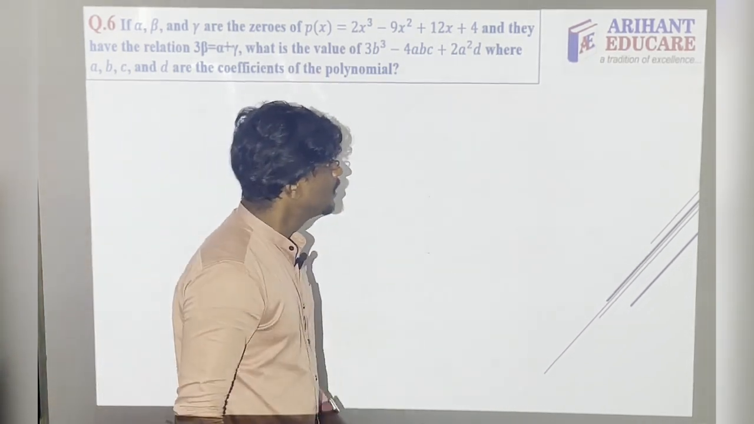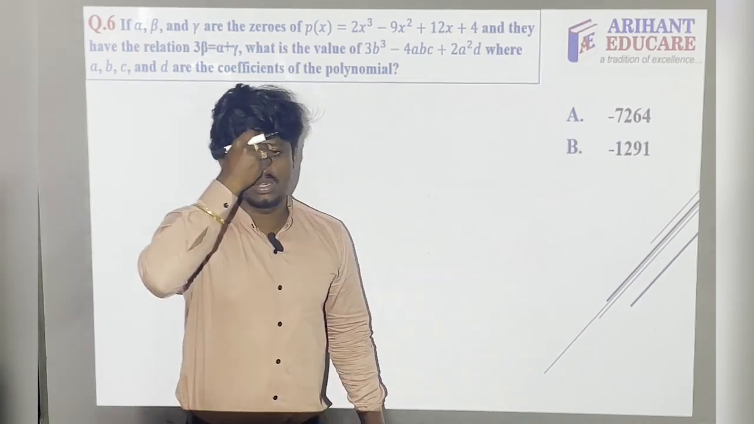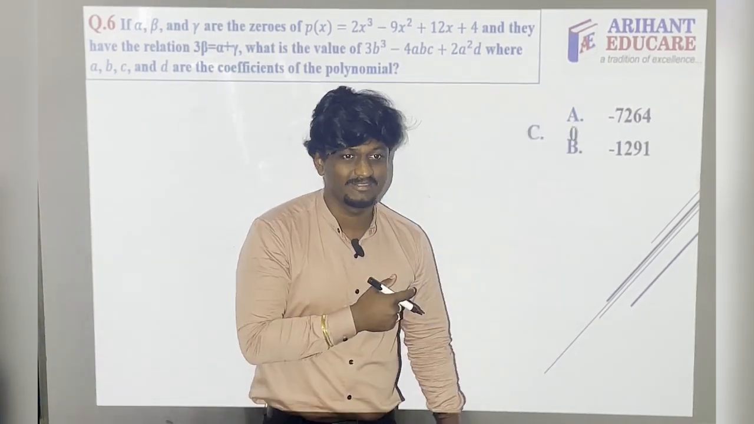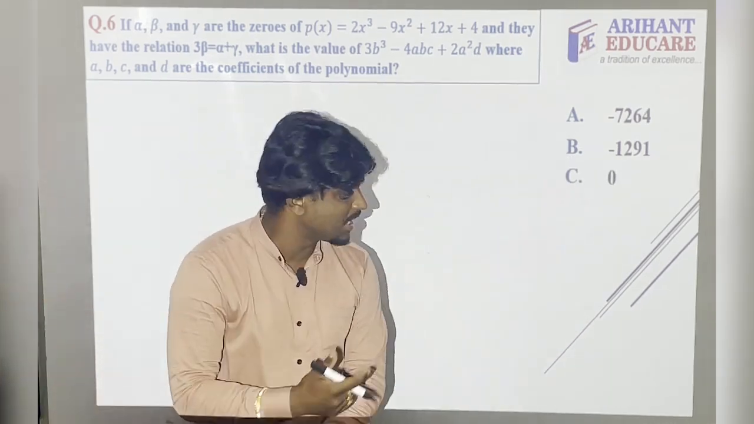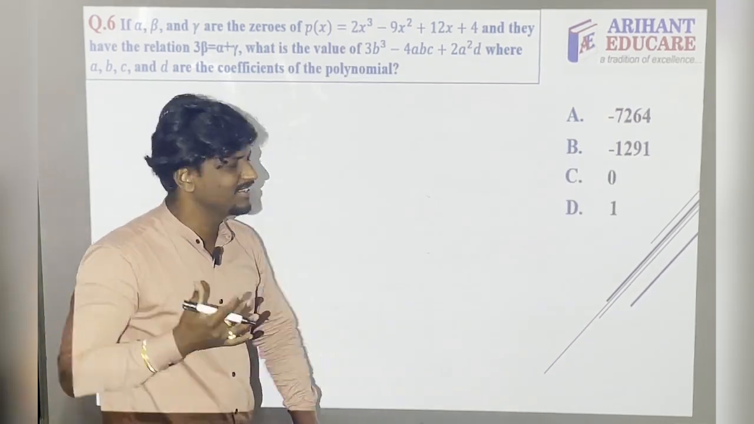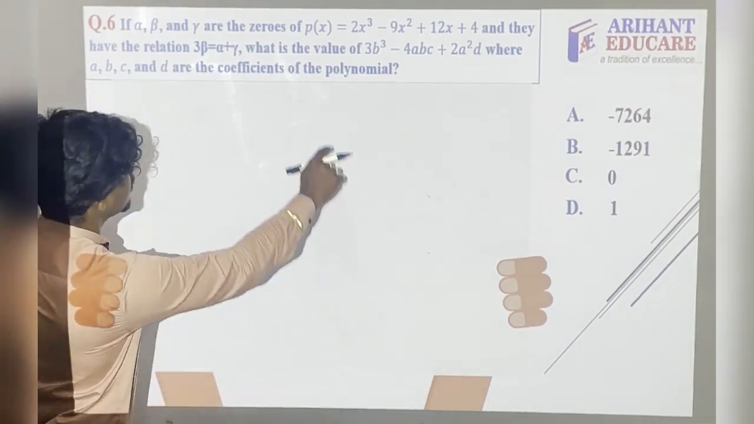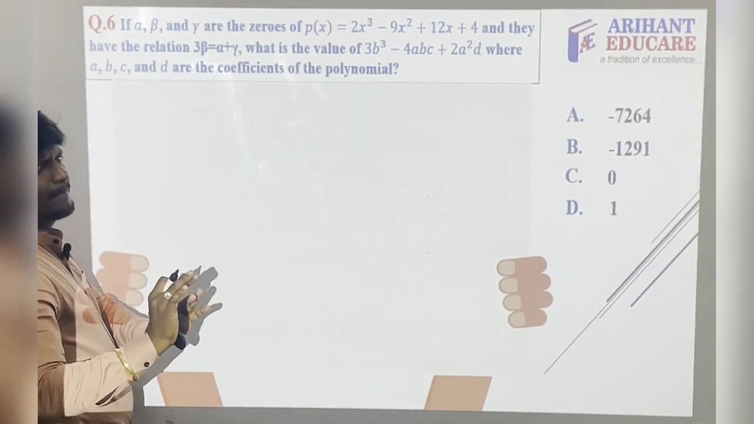We have options. Option A is minus 7,264. Option B is minus 1,291. Option C is 0. Simple number, right? And option D is 1. Okay, fine. I think, okay. Anyway, let's have working space. Now, let me just write the values of A, B, C, D fast.